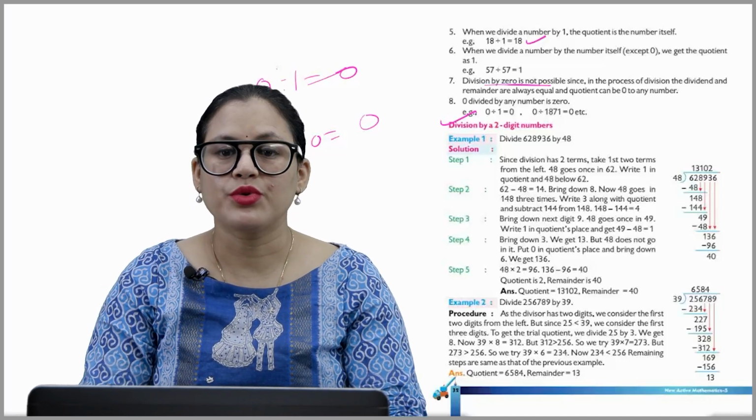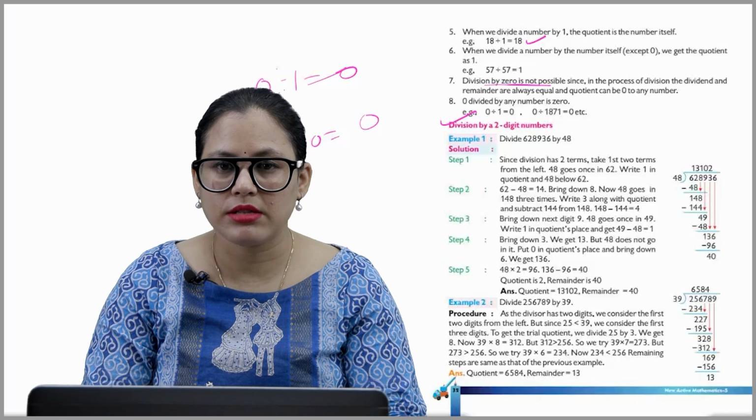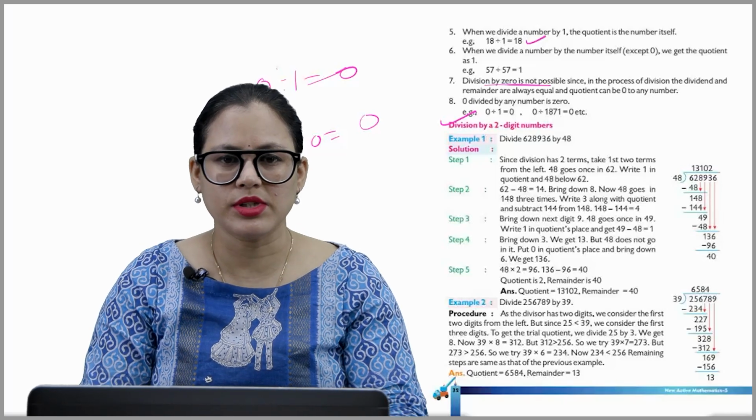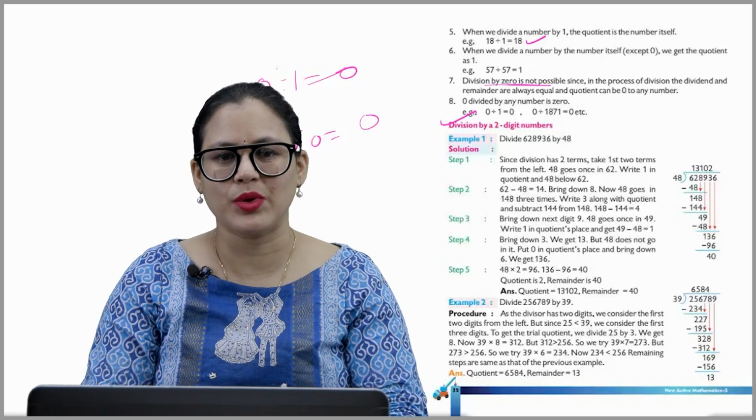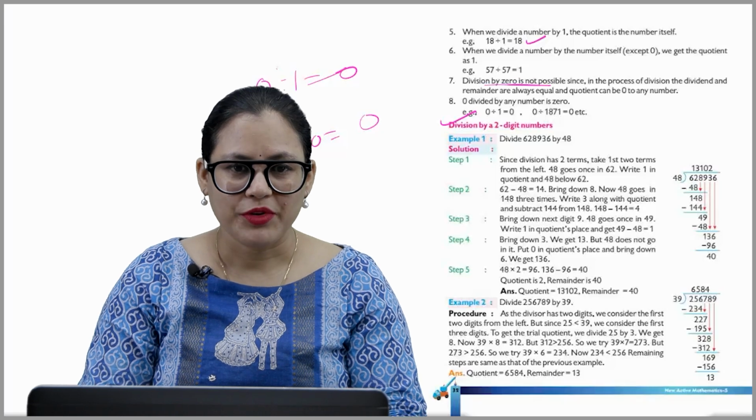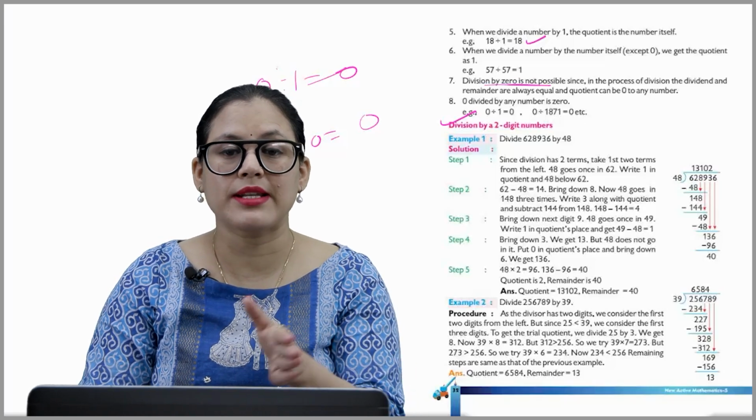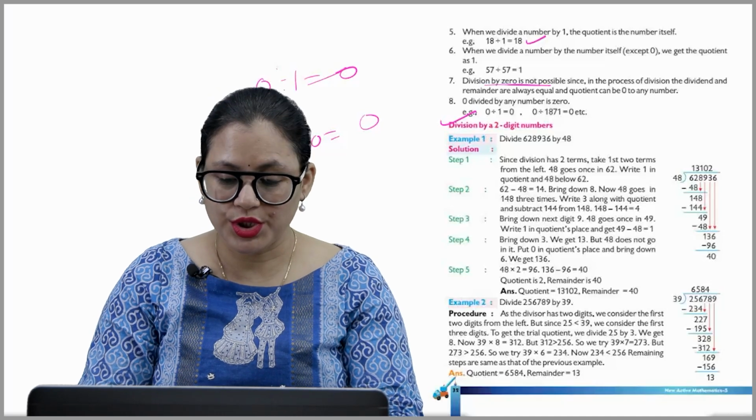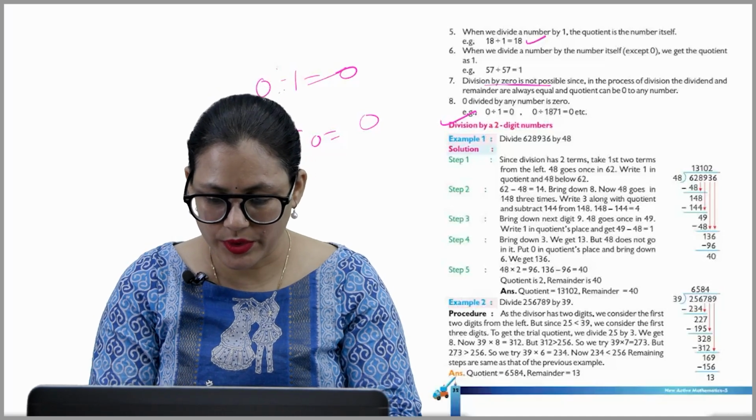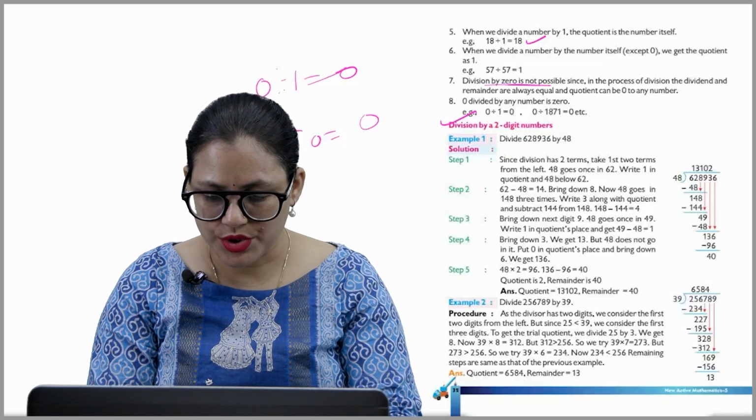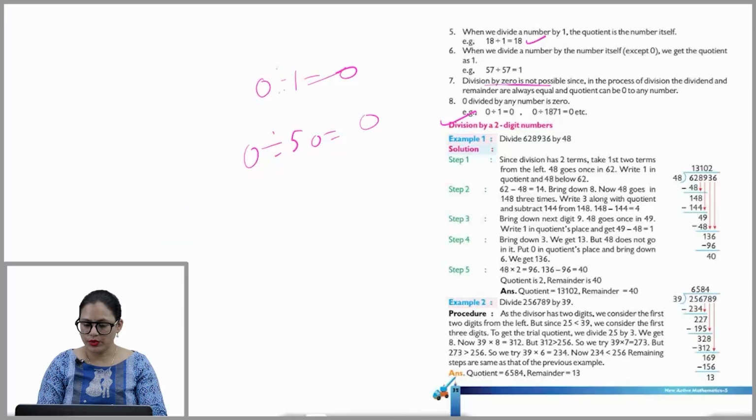Step 4. Bring down 3. We get 13, but 48 doesn't go in it. Put 0 in quotient place and bring down 6. We get 136. Step 5. 48 into 2 is equals to 96. And 136 minus 96 is equals to 40. So quotient is 2 and the remainder is 40. And the final quotient is this and the remainder is 40. Let's do this division.